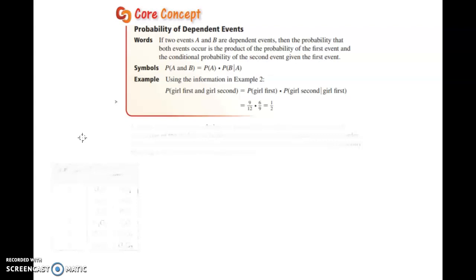So when we want to find the probability of dependent events, we find the probability of whatever event A is, the first one, then we multiply it by the probability of the second one, given the fact that A has already happened. So we're assuming that A has happened, and that's going to change. That's what we're going to be multiplying by our probability. So we're just going to do one example because I think these are things that you have done before in your life.